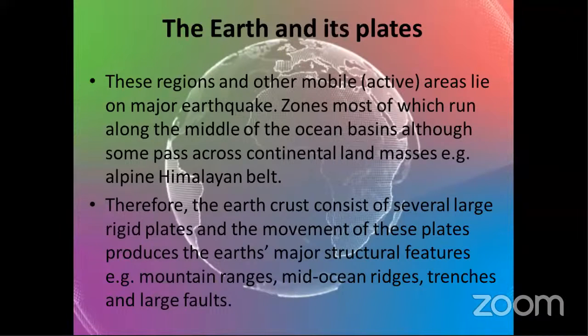This means that the Earth is mobile and active. Therefore, the Earth's crust consists of several large rigid plates, which we have seen in the other video. We shall continue to see them. Because of the movement of these plates, we are seeing structures or features being formed, such as mountain ranges, mid-ocean ranges, trenches, large faults, and the rest. We continue.